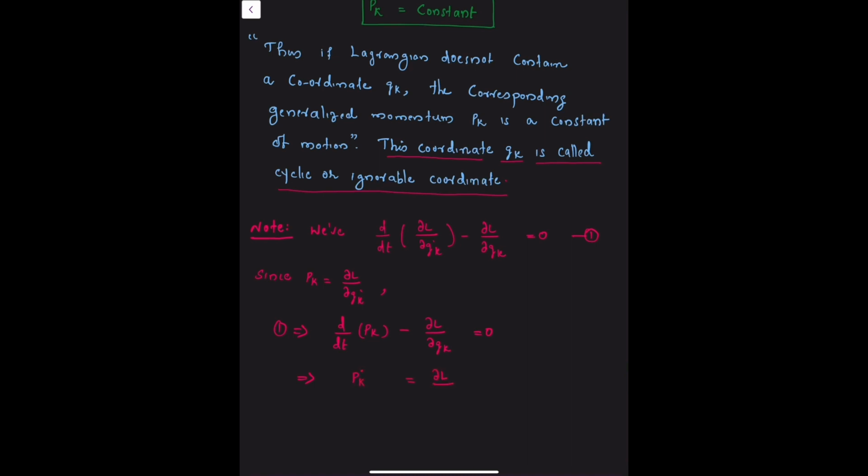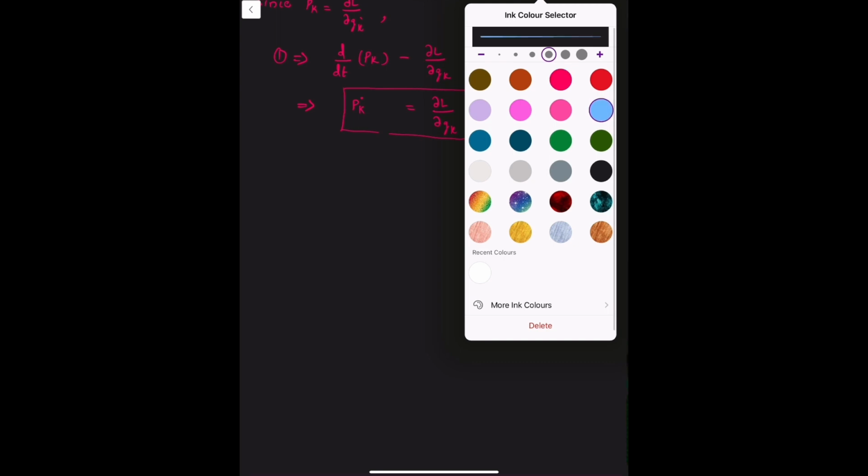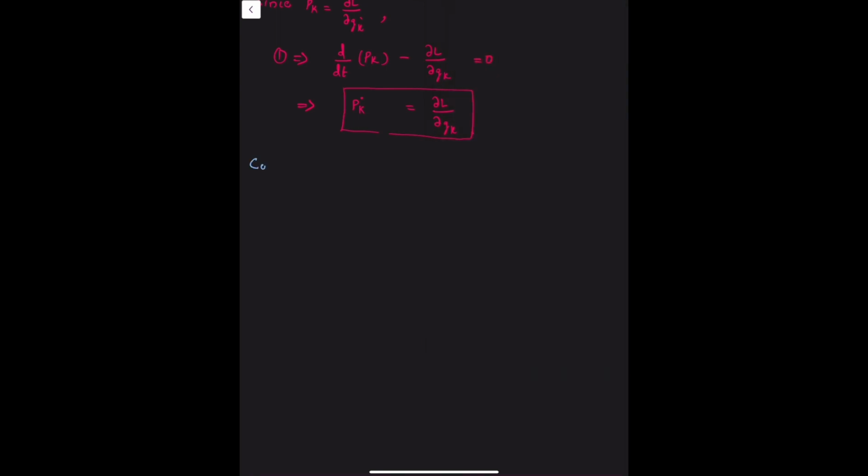What is d by dt of pk? It is nothing but pk dot. Hence we can say pk dot is equal to dou L by dou qk. Thus we have an equation for pk and pk dot in terms of the Lagrangian. Now let us conclude this section. The generalized momentum pk is given by dou L by dou qk dot. Then pk dot is dou L by dou qk. Then the next is the definition of cyclic coordinate: if qk is cyclic, then we have already seen that pk is constant.